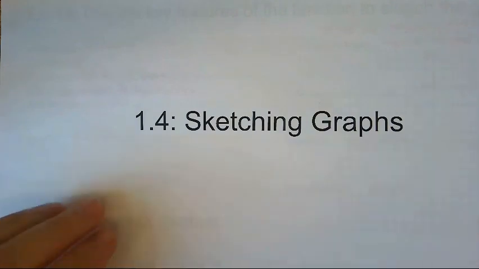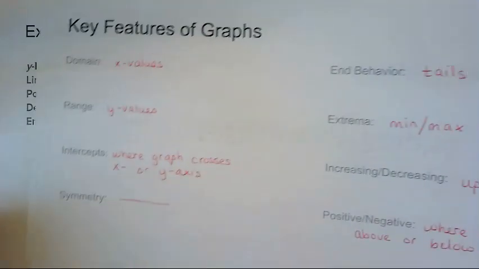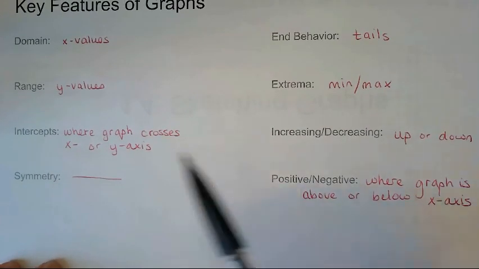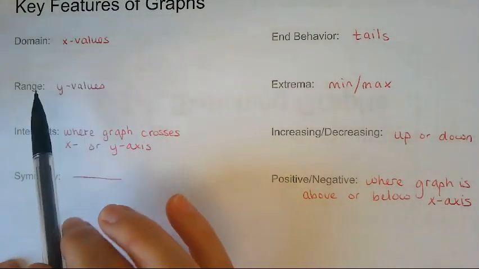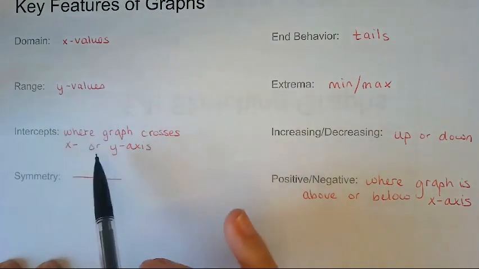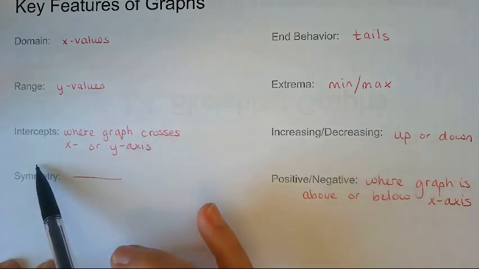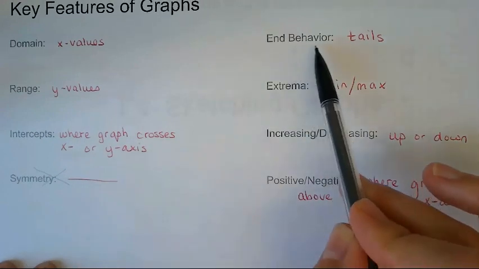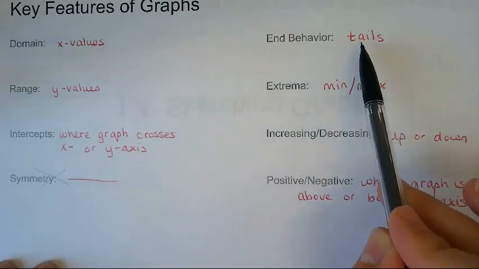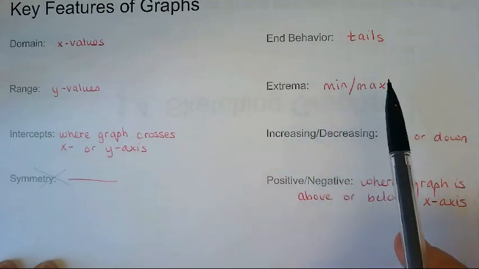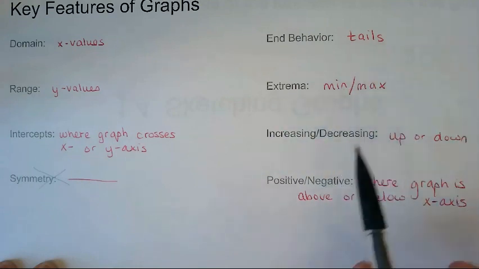Section 1.4 is all about sketching graphs. Here are some vocabulary words that we've already discussed that will still be used. Domain will be your x values, range will be your y values, intercepts are going to be where your graph crosses your x or your y axis. We decided to not talk about symmetry, so you can ignore that piece. End behavior are going to be your tails, which way those end tails are going to face. Extrema is going to be your minimums, your maximums, your relative mins, relative max.